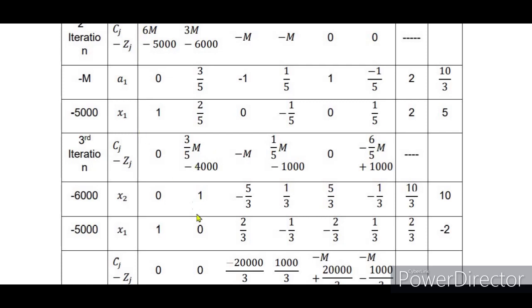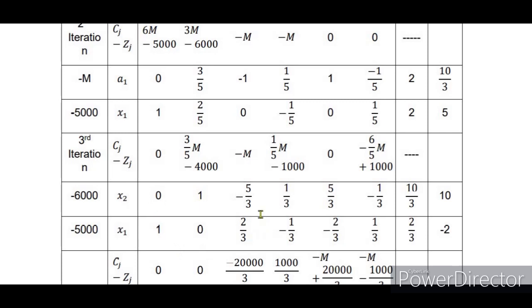Why? Because when we multiply 2/5 and 1, so 1 times 2/5 is equal to 2/5. Next, we will subtract it from the previous value of x sub 1 in the iteration 2. So 2/5 minus 2/5 is equal to 0. That is why it is 0 here. And for the first one, 0 times 2/5 is equal to 0. Okay, so 1 minus 0 is equal to 1. Okay, so we have now our identity matrix.